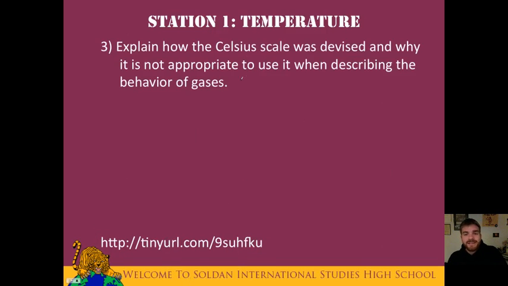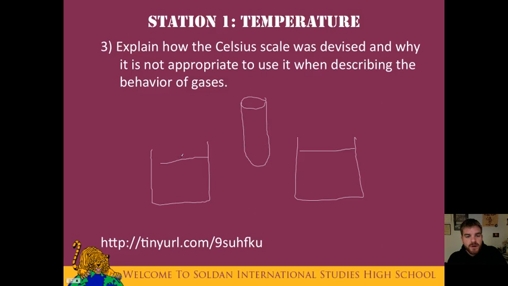Question number 3, explain how the Celsius scale was devised and why it is not appropriate to use when describing the behavior of gases. Well, if you remember the scientist Anders Celsius, he had 2 beakers. One beaker was of boiling water, and the other beaker was of freezing cold water with ice chunks in it and everything. And he had a test tube of mercury, and he put that test tube of mercury into the boiling water, and the mercury expanded, and so it rose up to here, let's say, and he said, oh, let's call this 100 degrees Celsius.